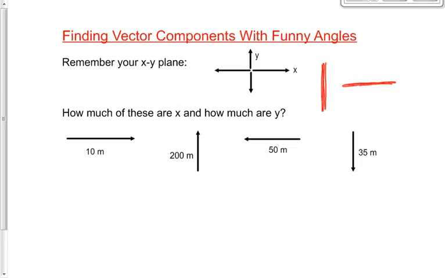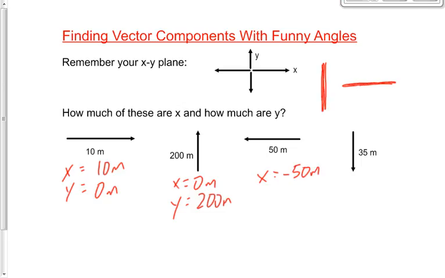Let's just do a quick little review. Some of the stuff we've already covered here. How much of these are X and how much are Y? 10 meters? All of it is X. How much is Y? 0. Good. How much of the 200 meters is X? And how much of it's Y? 200 meters. How much of this 50, Sabina, how much of this 50 is X? Close. Not 50, but real close. About negative 50? Because it's to the left, right? How much of it's Y? Be 0 with it.